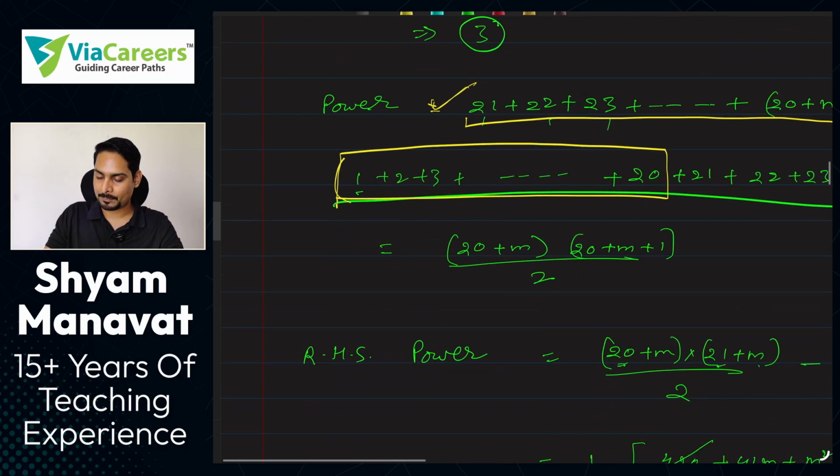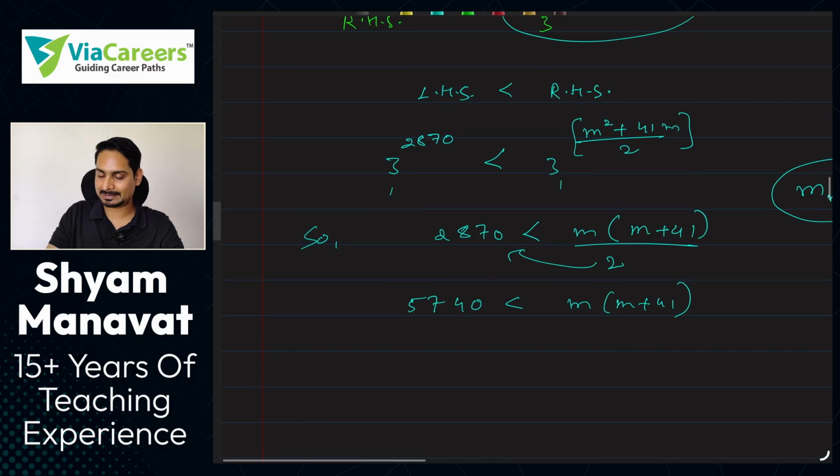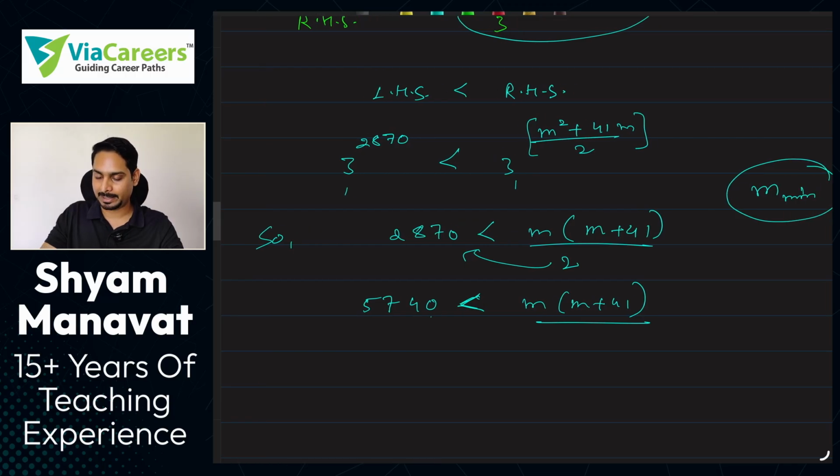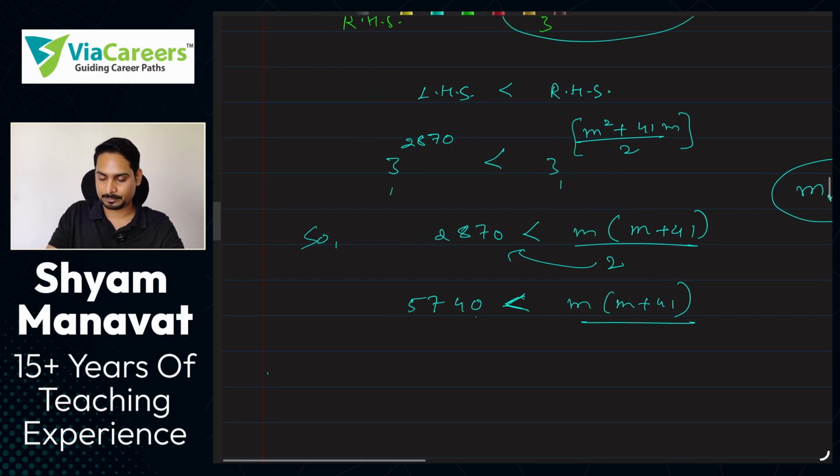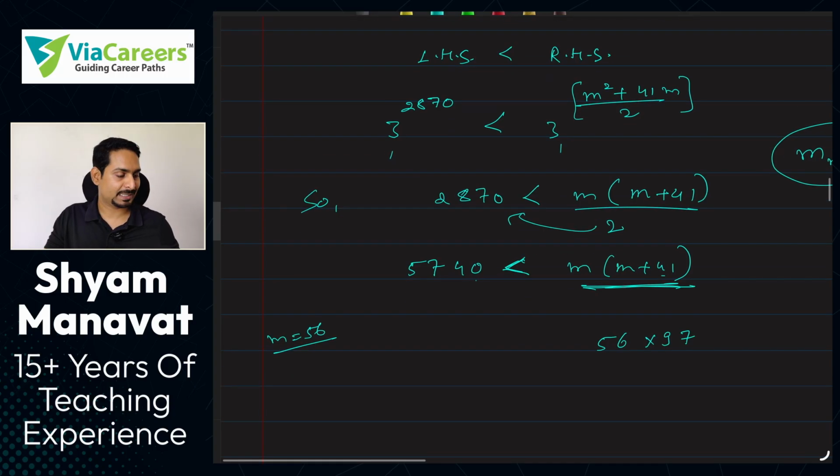So let's start with 56. If m equal to 56, then what is the right hand side, which should be more than this one? From the option, if I take m equal to 56, then this right hand side should become what? 56 into 97. Okay, 56 into 97, if you multiply, this should get you 5264, which is less than 5740, right? So this is not your answer.